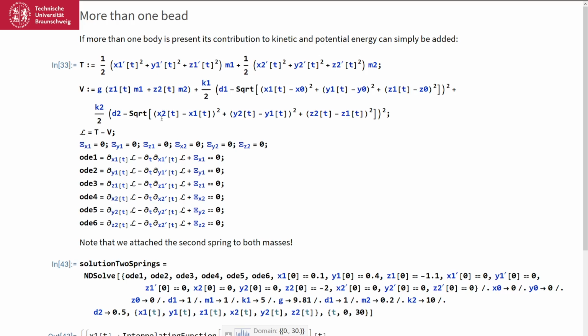So what would happen? You simply have the elongation of that spring. You'll have one end of the spring on one mass, and the other end on the other mass, so the elongation will be the difference between these coordinates. And then this is the elongation minus the equilibrium elongation.